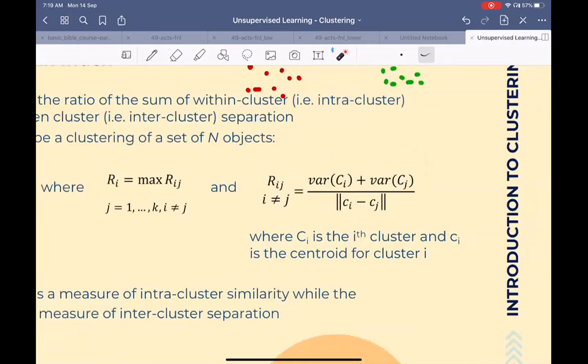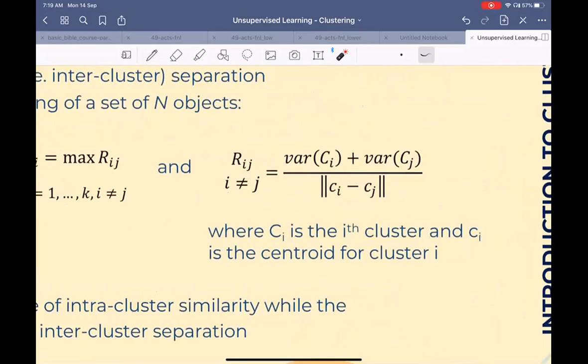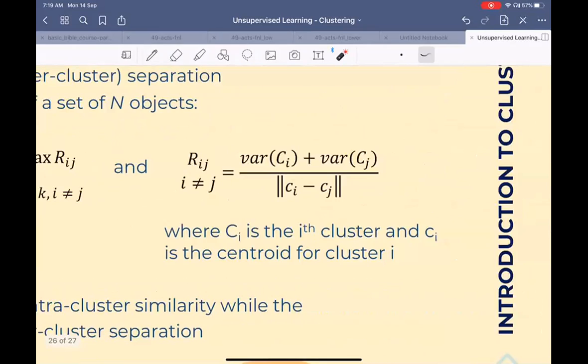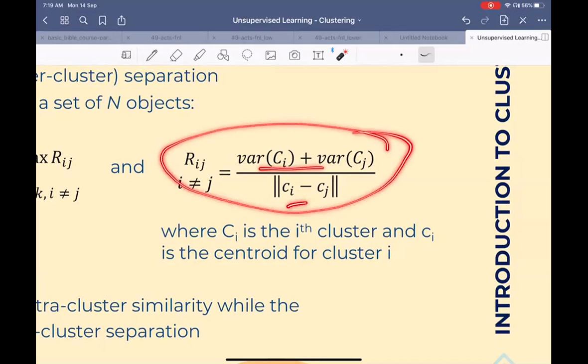Okay, and what is Ci Cj? Ci Cj are the centroids of the clusters. So if I just look at this term, to have a big number of Rij, we should have a high numerator and a low denominator.